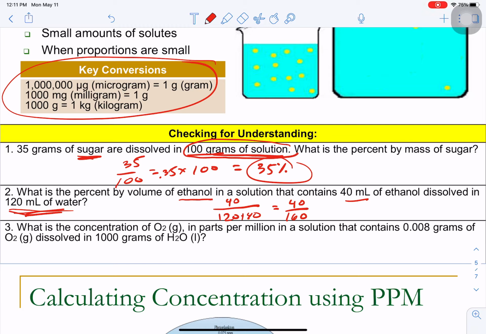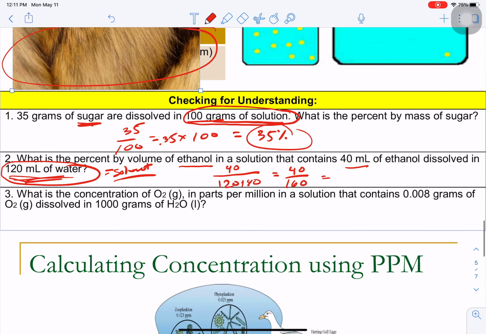Notice over here, I gave you the grams of solution. Over here, I give you milliliters of water, which is the solvent. And remember, the solution is a solvent plus the solute. So we have 40 divided by 160. If you guys do that, I'll give you time to do it on your calculator if you can't do it in your head. And remember, always you've got to multiply by 100. You come out with 0.25 multiplied by 100. This is 25%. Okay, 25%. It's a 25% solution of ethanol.